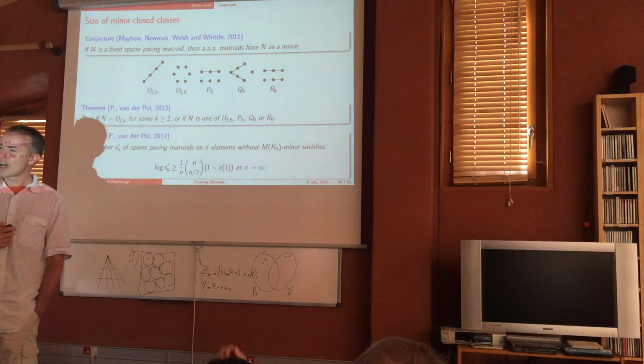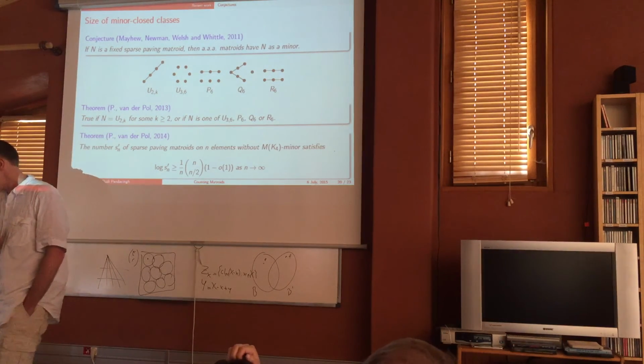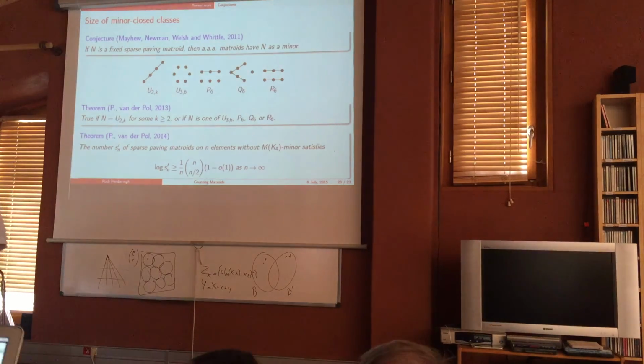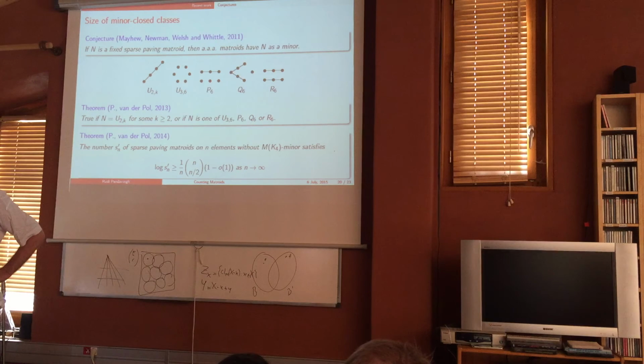No, that's not why I believe it. But you could have that asymptotically almost all sparse paving matroids have some property within sparse paving matroids that was sort of minor closed. And if you had that, you'd have that the conjecture was false.